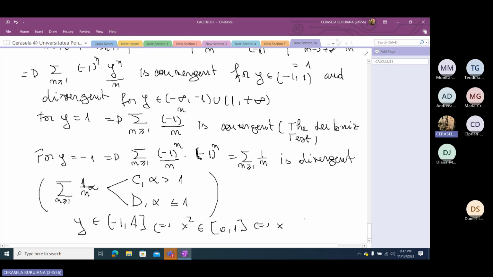But from here, it means immediately that x is in the interval -1, 1, and we may take it closed on both sides.